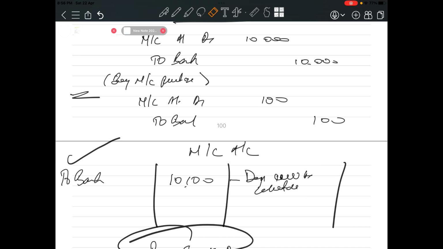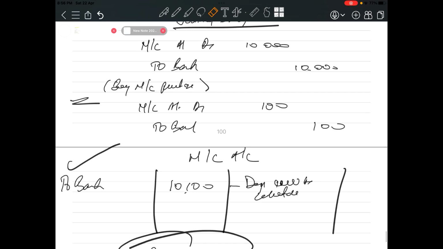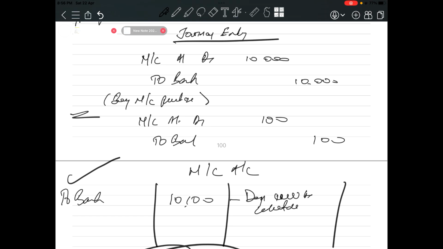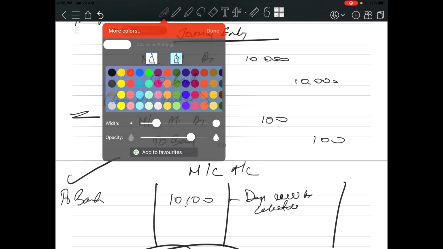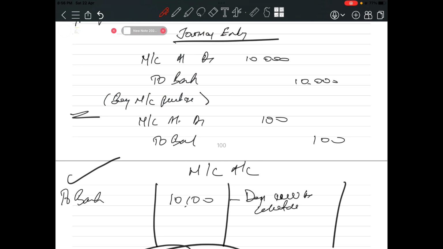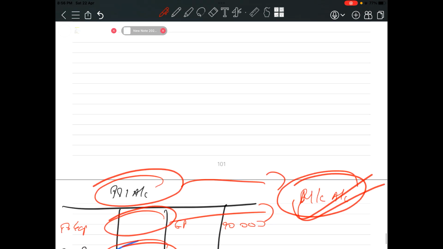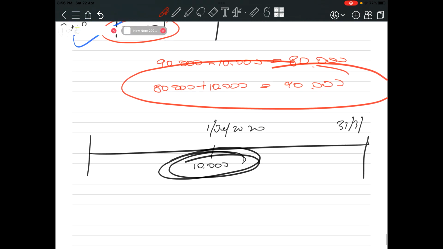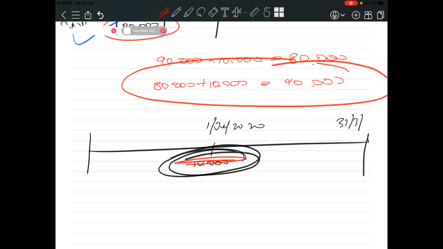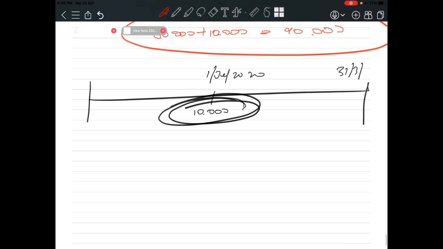So now depreciation will be calculated on the actual price of the machinery and the installation expenses. In our question, I'll have to calculate depreciation on this 10,000 rupees simply because I am capitalizing these expenses. So repair work was done on 1st July.